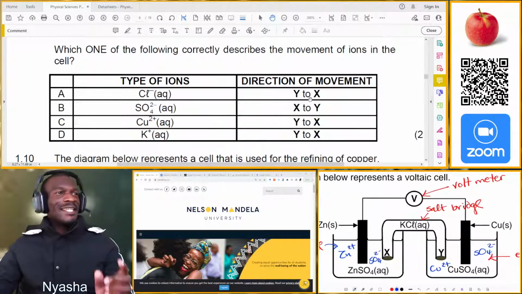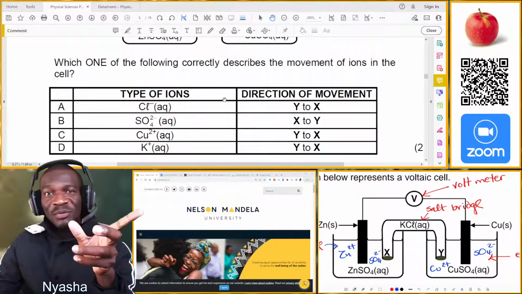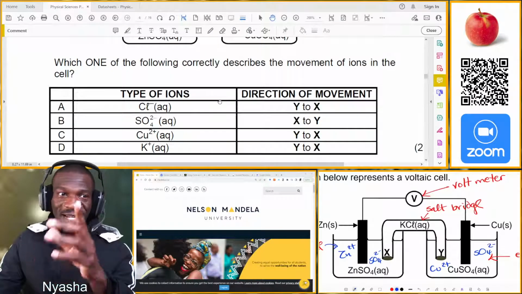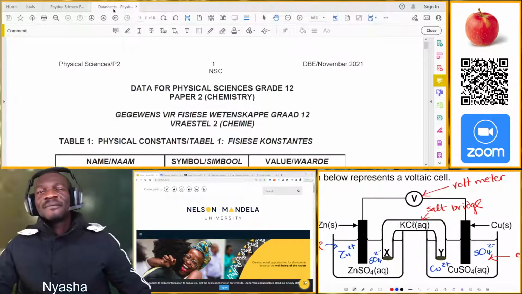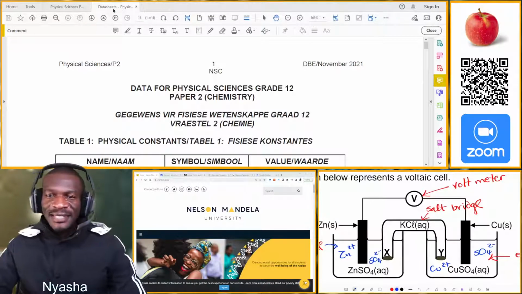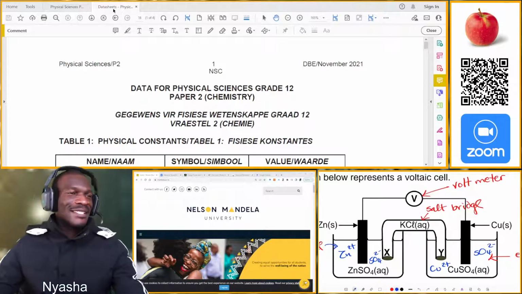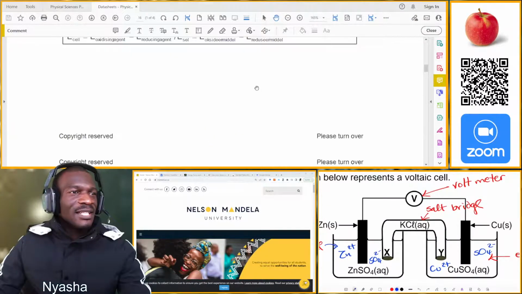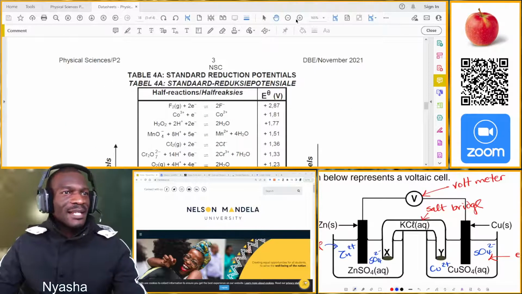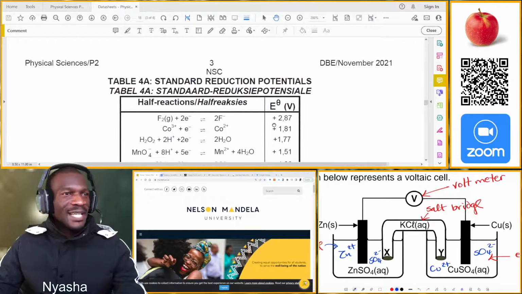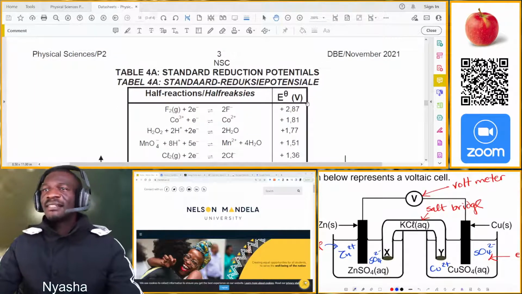Right, this is where the electrochemical series comes in. Where can we find it? In the question paper. If you scroll somewhere further down, you will find a data sheet. Okay, so let's see the data sheet for the electrochemical process. There we are. We have some standard reduction potentials.